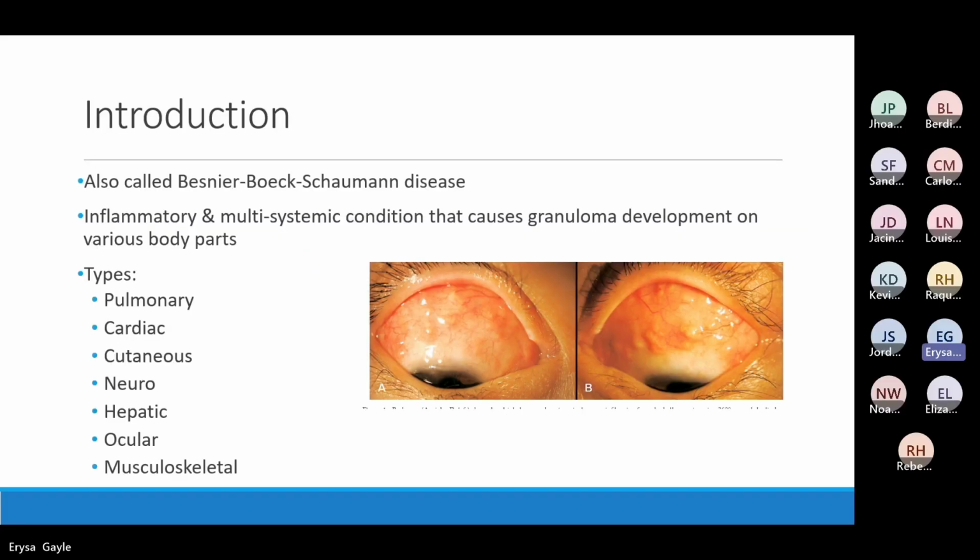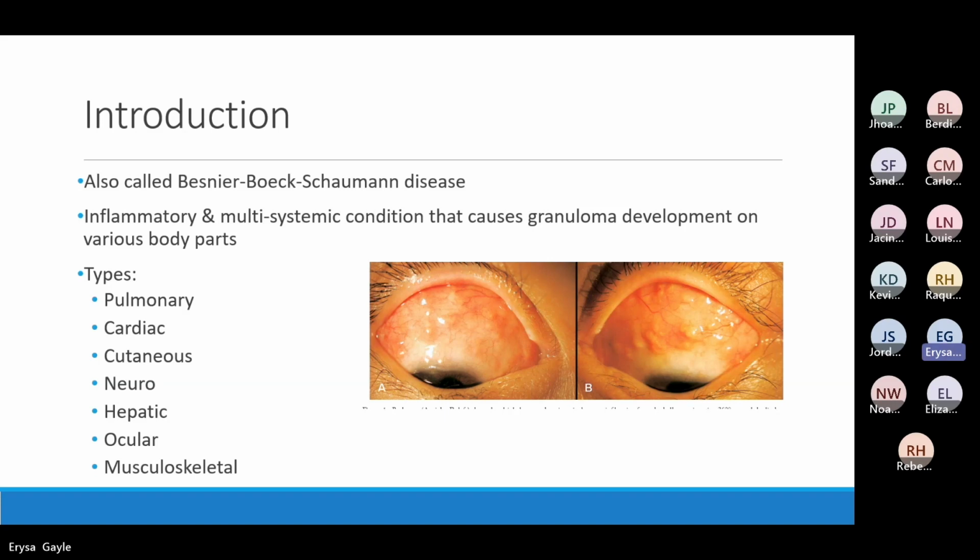So sarcoidosis is also known as Besnier-Boeck-Schaumann's disease, and it's an inflammatory and multisystemic condition that causes granulomas to develop on various parts of the body. And granulomas are clusters of white blood cells that will clump together to protect the body against different agents that it finds harmful. And these granulomas are usually benign, so they're non-cancerous.